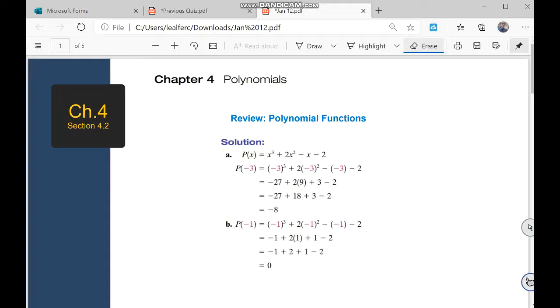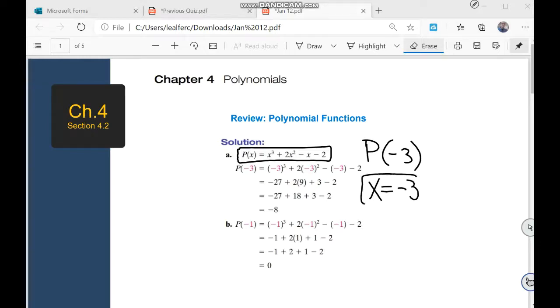Yesterday we evaluated polynomials, which basically is the same thing as evaluating functions. If you have a polynomial function like this, and I ask you, what's p of negative 3? Evaluate p of negative 3. You have to make x equals negative 3, right? Make x equals negative 3, and plug into the function. You will find the result. And this is how we evaluate functions. It's pretty simple. It's the same way you will evaluate polynomial functions.